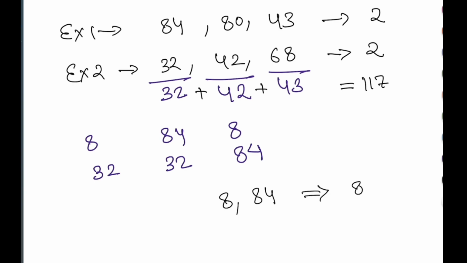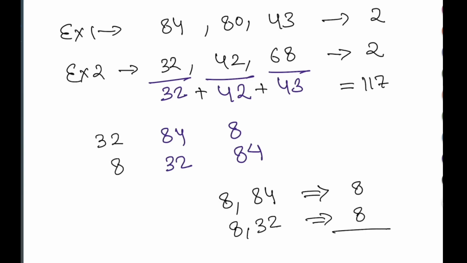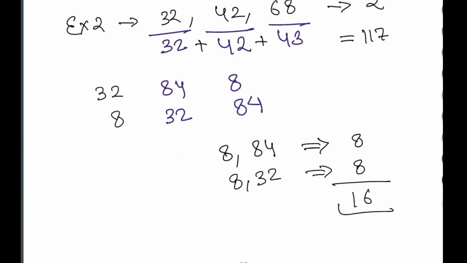Now what we can do is take this 8 and put it in the second array, take this 32 and put it in the first array. So if I do this, then the array will look something like this, right? And the cost will be 8, 32, the minimum is 8, the total cost is 16. And now both the arrays are the same. 32 is in both the arrays, 84 is in both the arrays, and 8 is back in the same array. And this is the logic which we might be missing.